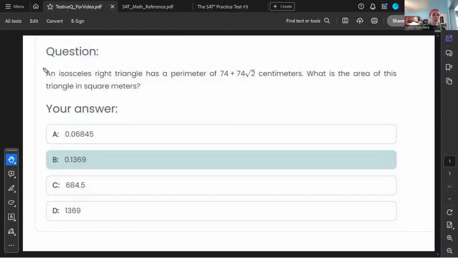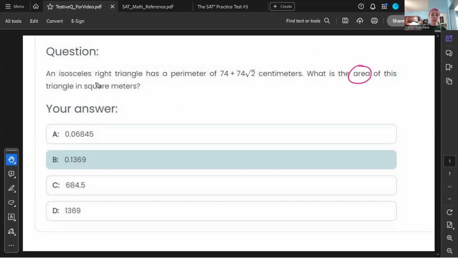This is a question in Testive's DSAT library, and this is a question that I wrote based on an existing practice test question from a College Board official test. So if we look at this question, it's short, the text is short. An isosceles right triangle has a perimeter of 74 plus 74 square root of 2 centimeters. What is the area of this triangle in square meters?